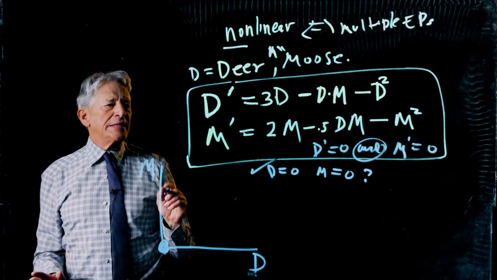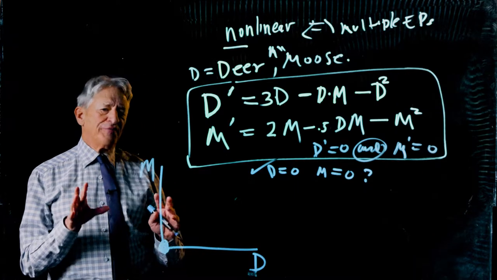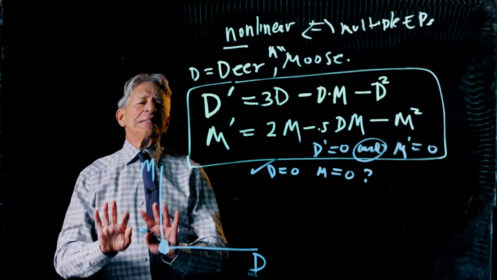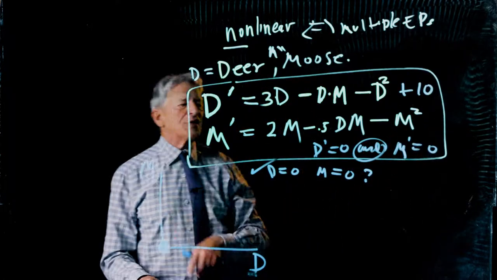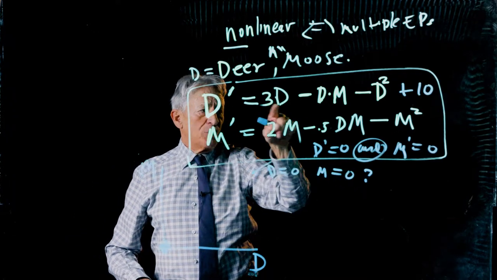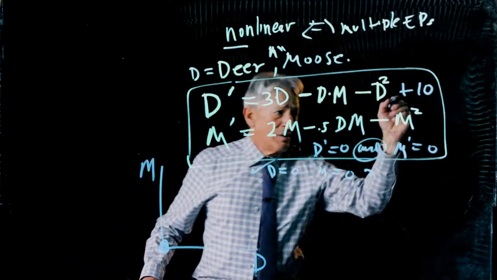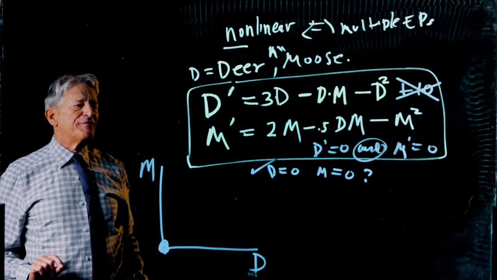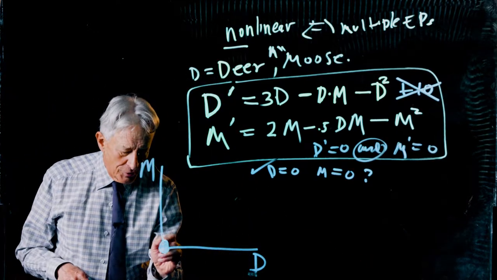By the way, don't get the idea that 0, 0 is always an equilibrium point. What if we had a forest service that was introducing deer into the environment at a rate of 10 per unit time? Then the model would look like this. And D equals 0, M equals 0 is not an equilibrium point of this model. So don't get the idea that 0, 0 is always an equilibrium point of every model, but it is of this one. So there is our first equilibrium point, M equals 0, D equals 0.